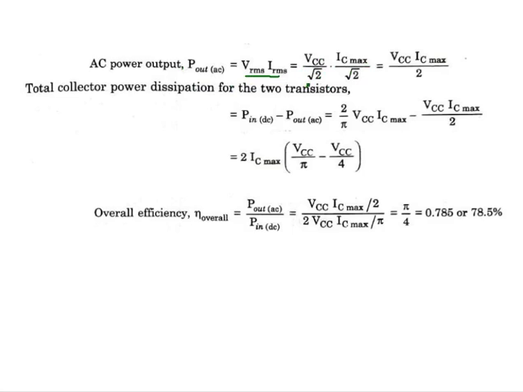No, there is no half term. Power is obtained in both the half cycles. So it is VCC IC max by 2. The collector power dissipation for the two transistors together will be the difference of P in minus P out AC, and you will substitute the expressions here and you get 2 IC max VCC by pi minus VCC IC max by 4. The overall efficiency again you will get as 78.5 because you have VCC IC max by 2 and 2 VCC IC max by pi. So you will get it as again 78.5% for the class B push-pull amplifier.